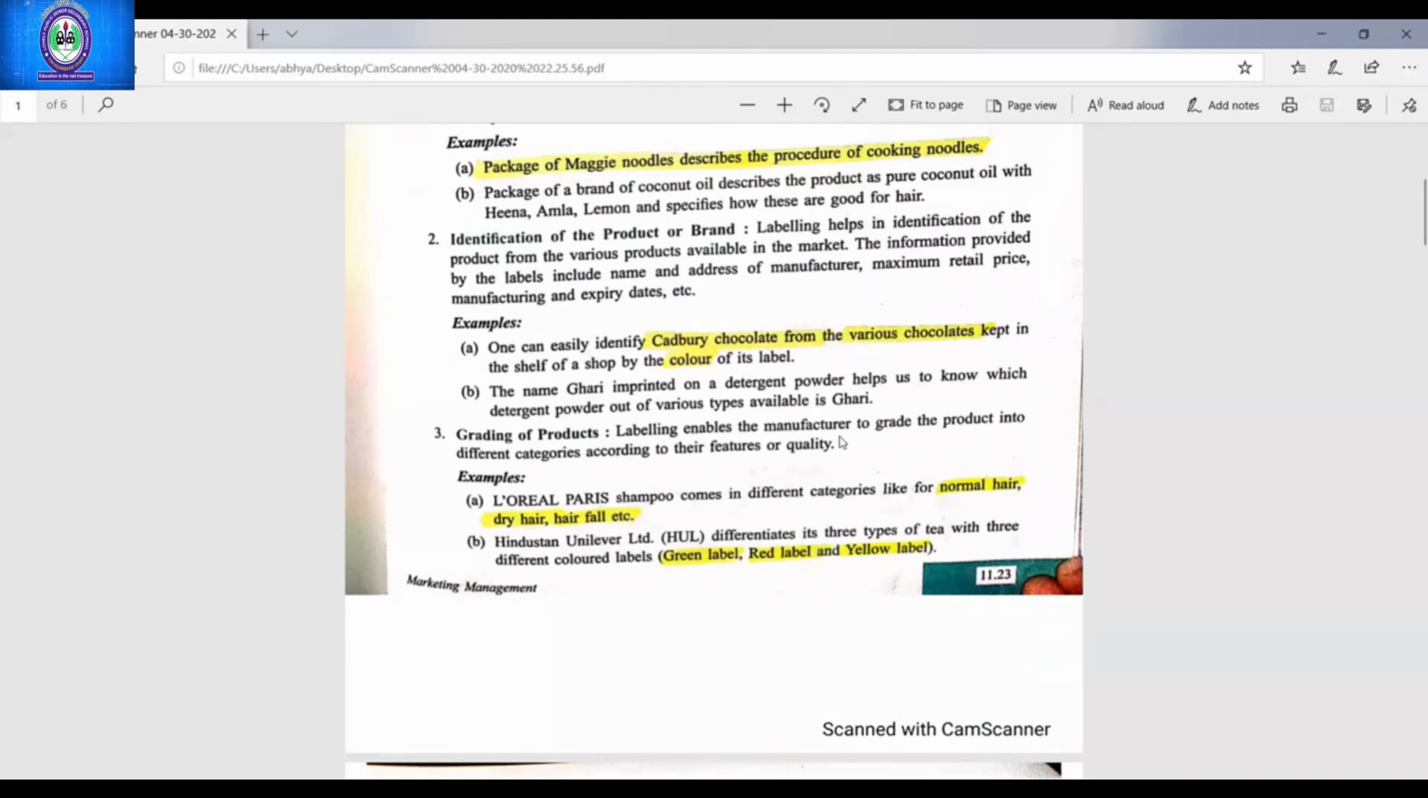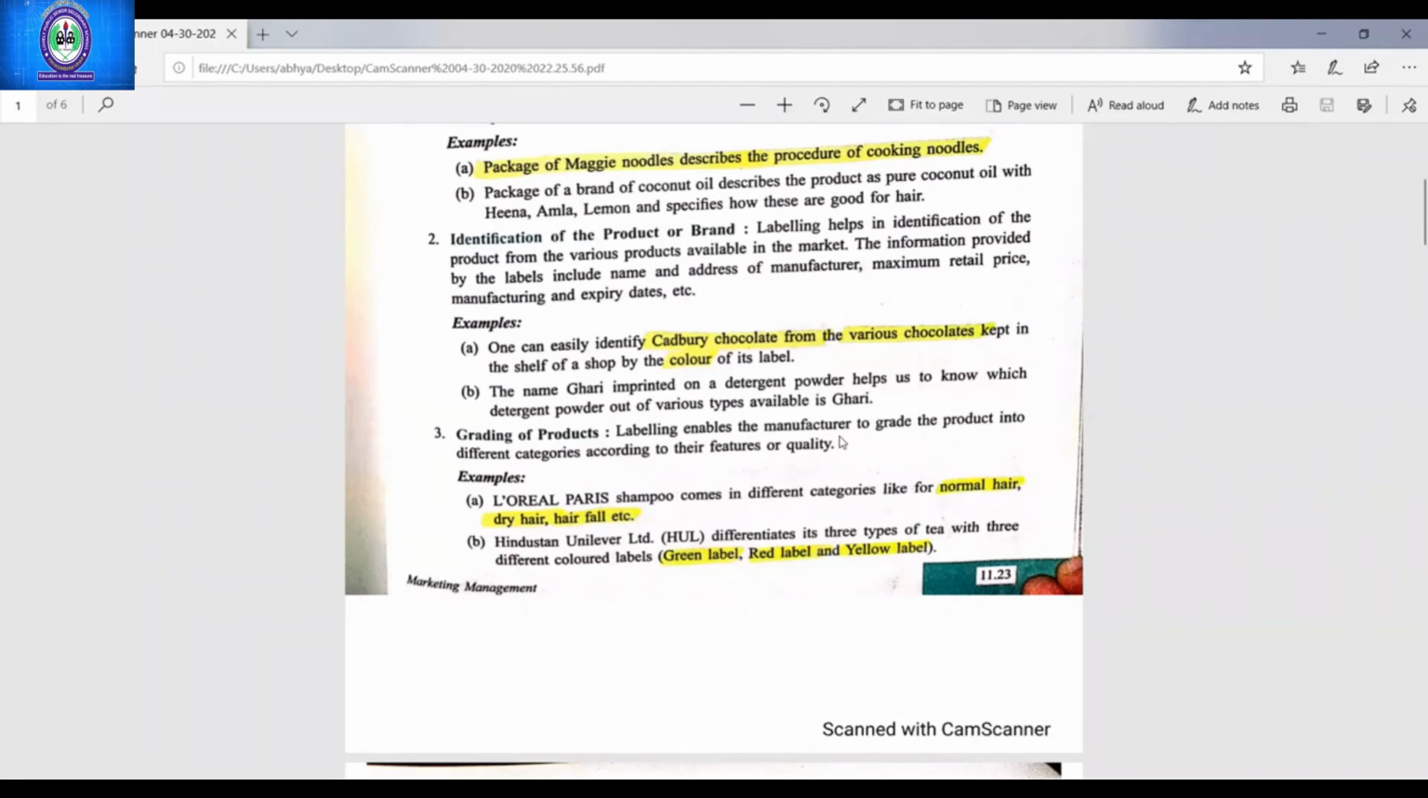How? Like shampoos, L'Oreal Paris shampoos come in different categories like normal hair, dry hair, hair fall. The packaging of all the shampoos is the same. Sometimes even the color of the packaging is also the same. So how can you find out which type of hair this particular shampoo is for? Just by reading the label. Similarly, Hindustan Unilever Limited provides different types of tea like green label, red label, yellow label.